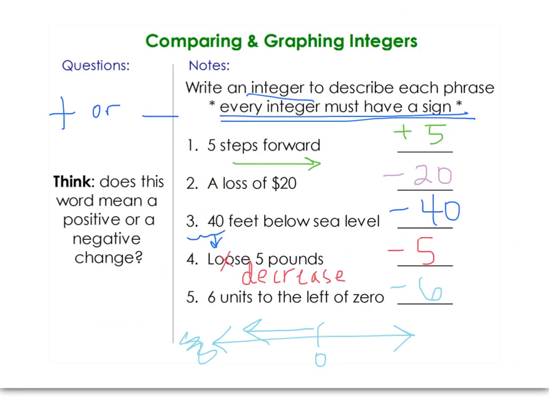So always think, does this word mean a negative or a positive change? Think about what kind of change is happening. Are you going forward or are you going backward? So flip your paper over and work on some of these examples.